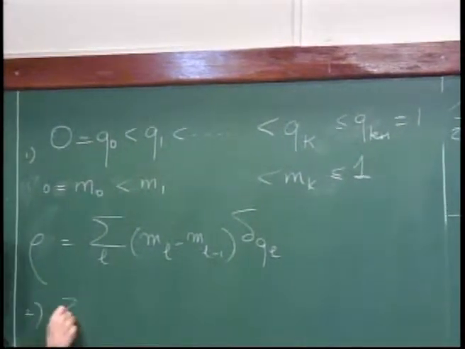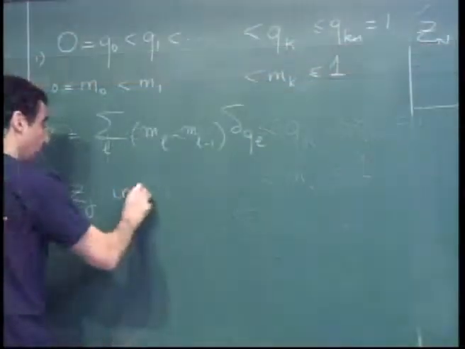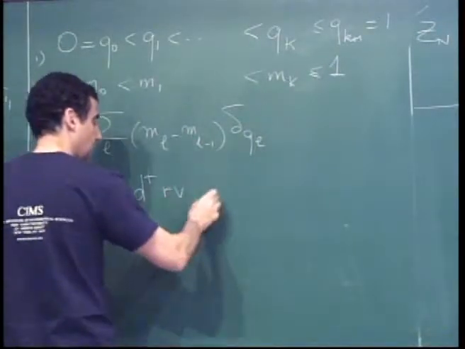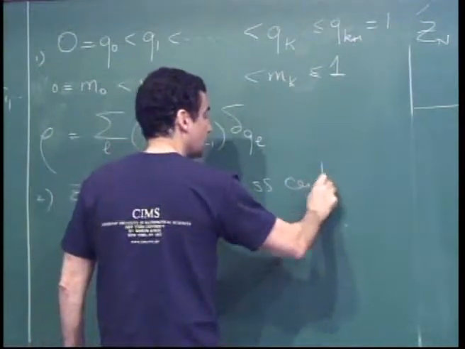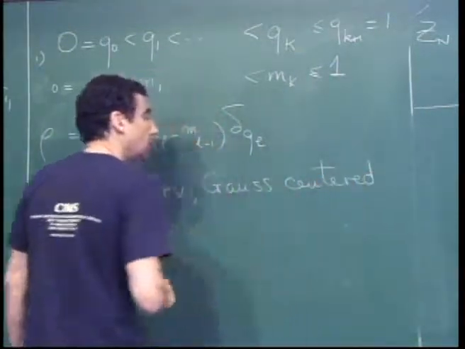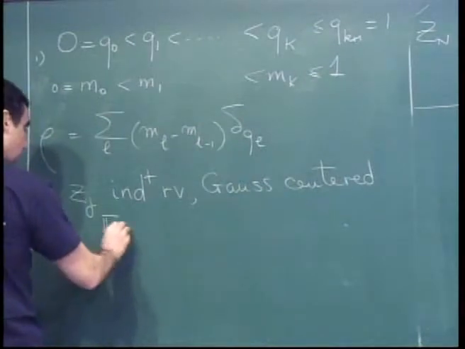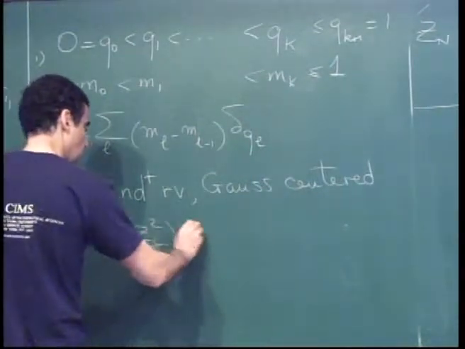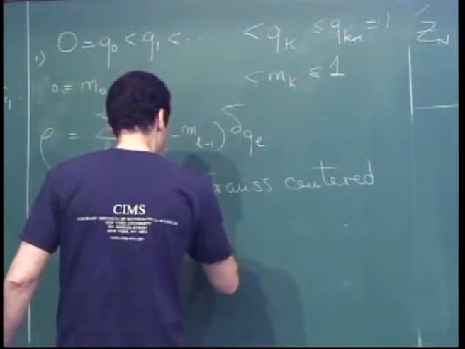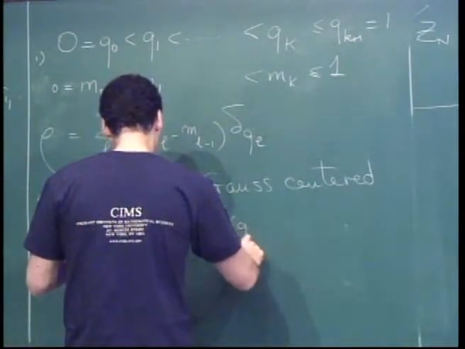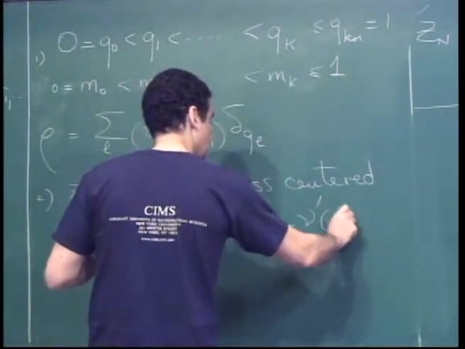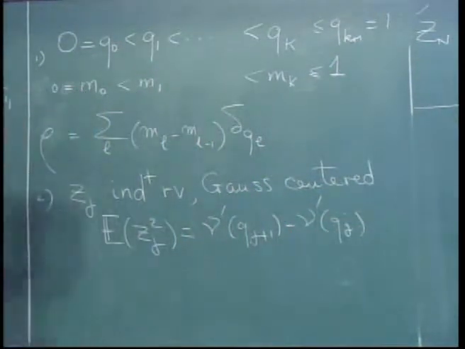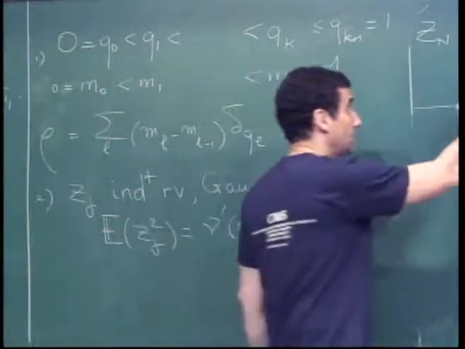I introduce z_j's, which are independent random variables, Gaussian, centered, and with variance given by nu prime of q_{j+1} minus nu prime of q_j. Where nu is the parameter, the functional parameter of the model, this function here.